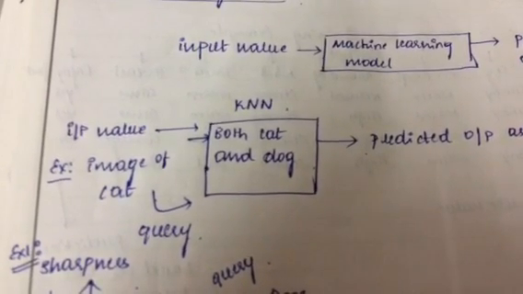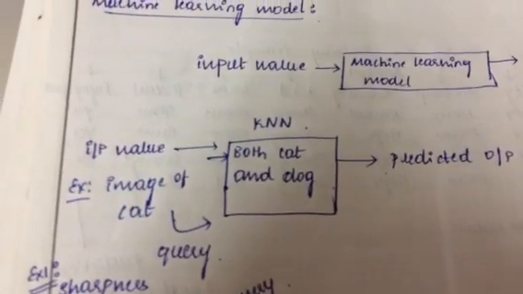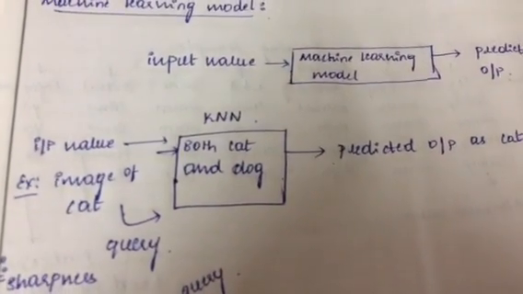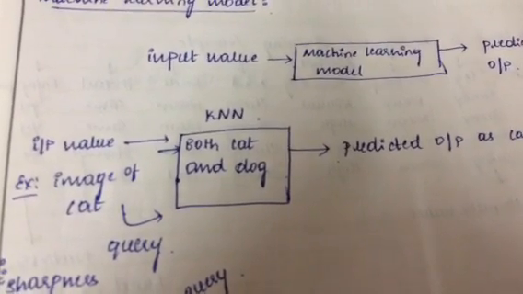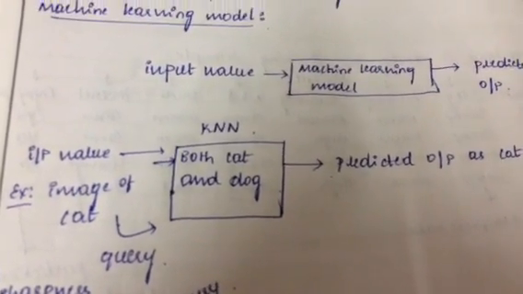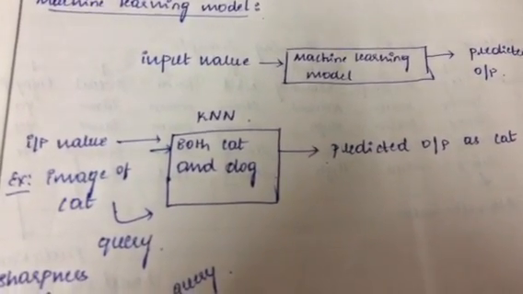Now what is the KNN algorithm? We understood the need of a KNN algorithm. The need is mainly to predict, mainly to classify. So how is it going to classify? It is based upon the nearest neighbor.